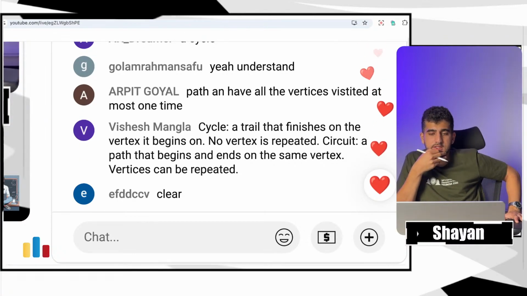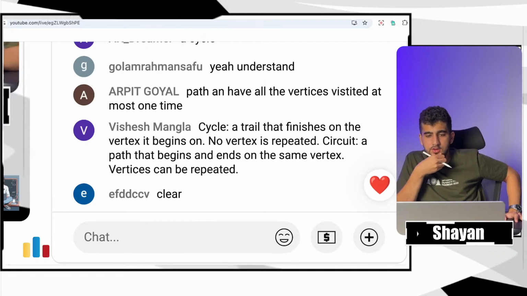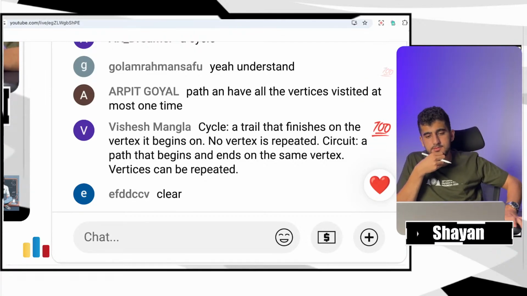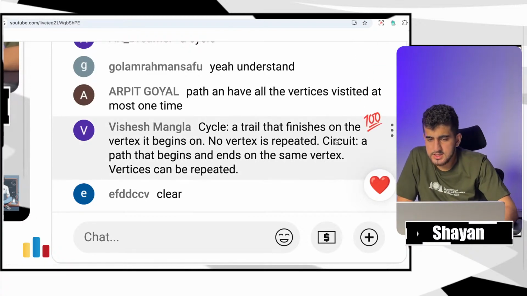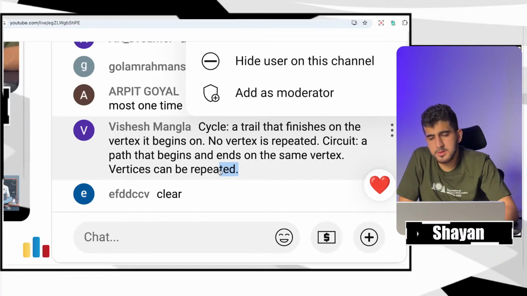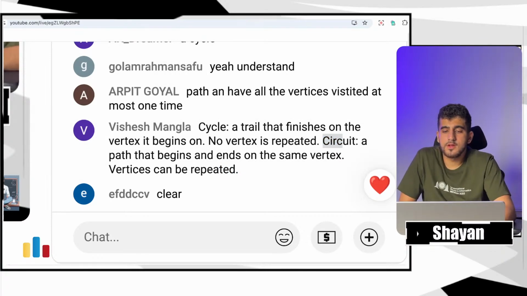A trail that finishes on the vertex it begins on. Right, exactly. Now no vertex is repeated. Yes, a circuit is the same, but vertices can be repeated, and it is not very useful in our definitions.